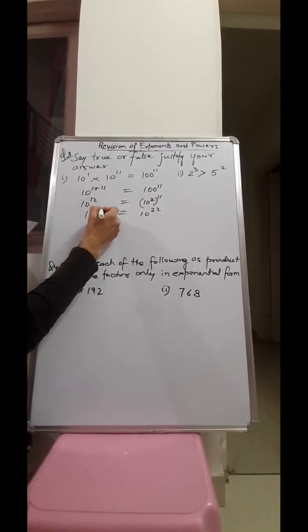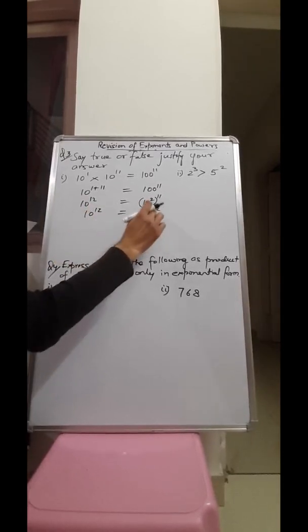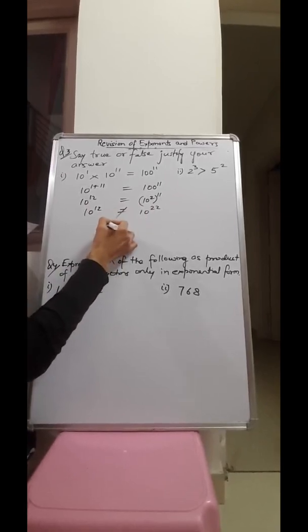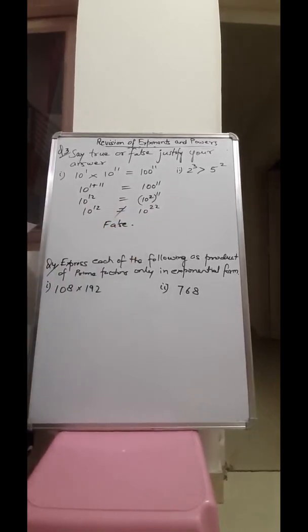So here on the left hand side we can see it is 10 raised to power 12 and the right hand side is 10 raised to power 22. So they are not equal. So that means it is false.